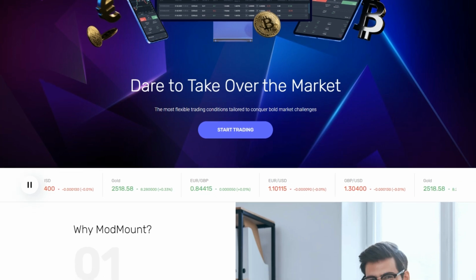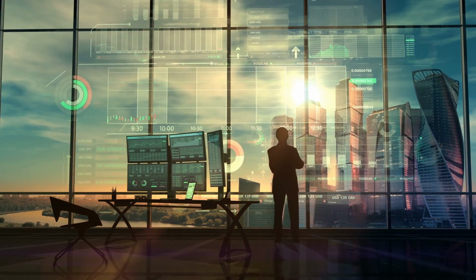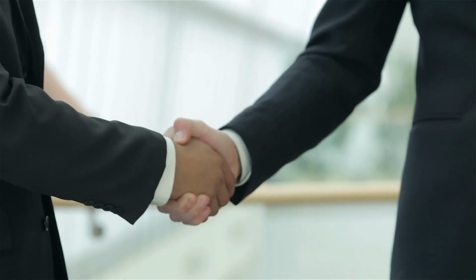At ModMount, we believe in our traders. We challenge every trader to reach their full potential by overcoming the dynamic challenges of the global market. Our mission? To empower you to trade boldly. Here's how we do it.